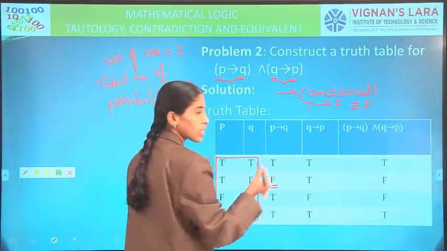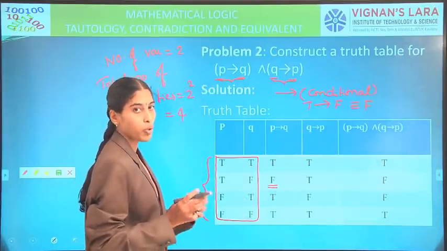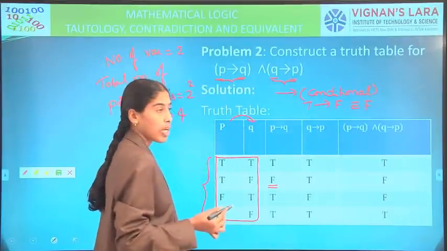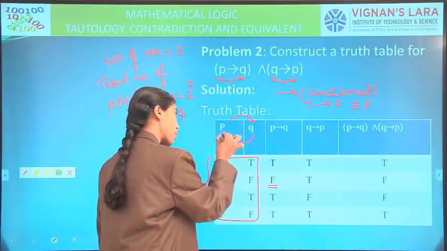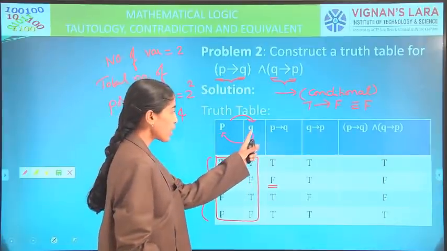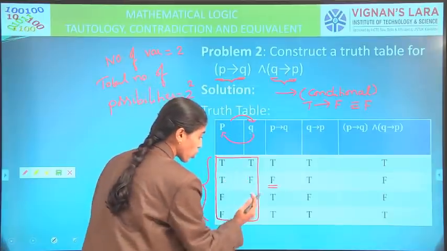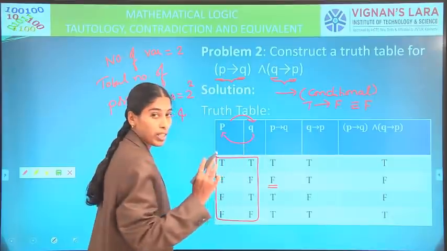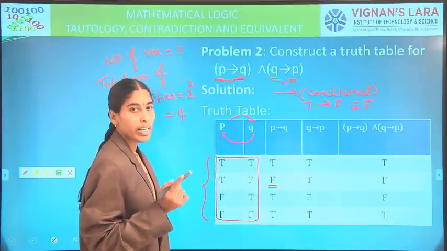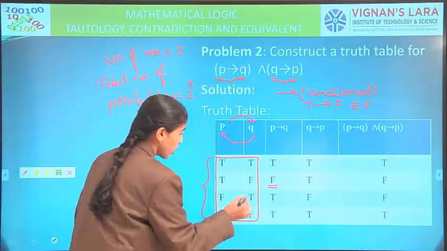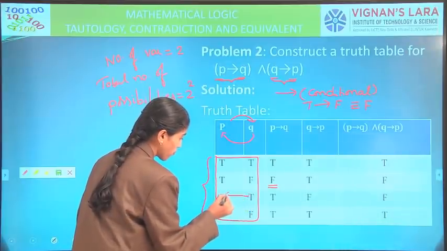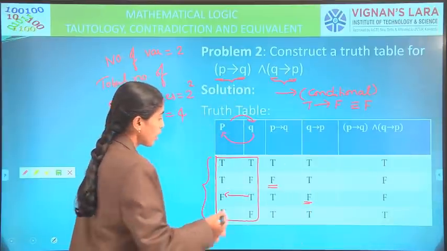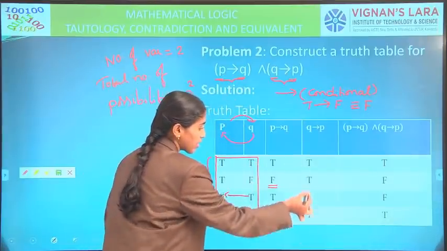Now, Q conditional P, both are not same, both are different. Before that, we used P conditional Q. Now, we apply Q conditional P. So here it is false only in one case, T to F. In this case only it is false. In the remaining 3 cases it is true.